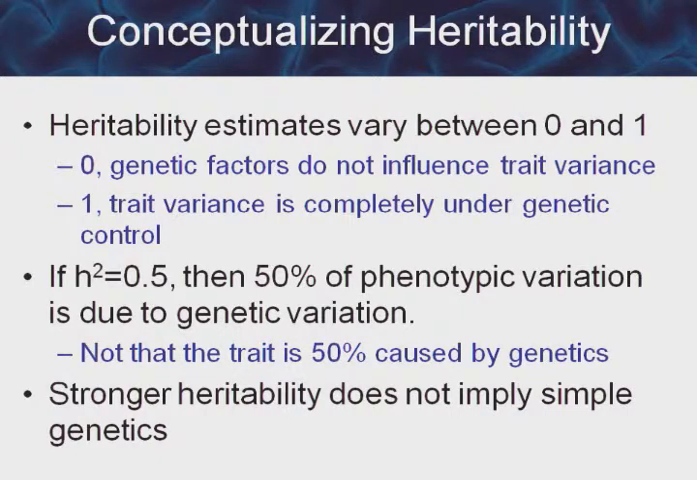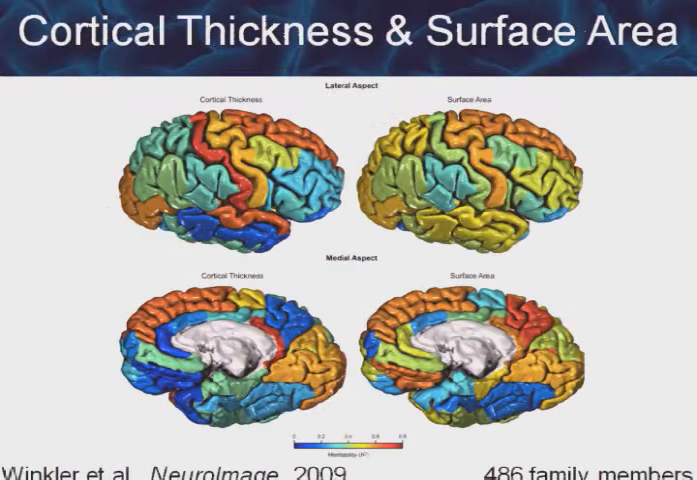So thinking about it again, heritability is an estimate between 0 and 1, where 0 would indicate that genetic factors don't really influence a trait, and 1 suggests that it's under complete genetic control. The biggest issue here is that stronger heritability doesn't imply a simpler genetic architecture. It just implies that it's stronger heritability. And so people spend a lot of time thinking about it in that way.